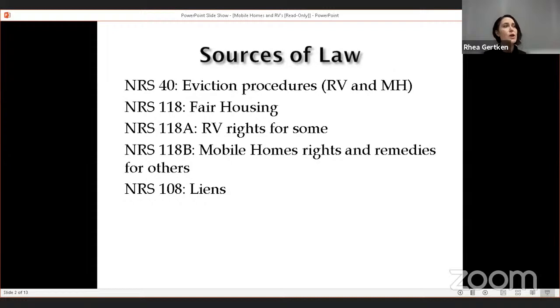So the sources of law we're going to be talking about today are the eviction statutes in the Nevada Revised Statutes. So we're looking at the eviction procedures, fair housing rights, a little bit about RVs, and then the big one for mobile homes, which is 118B. And then finally, we'll talk about liens, but the lien statutes are in Chapter 108.